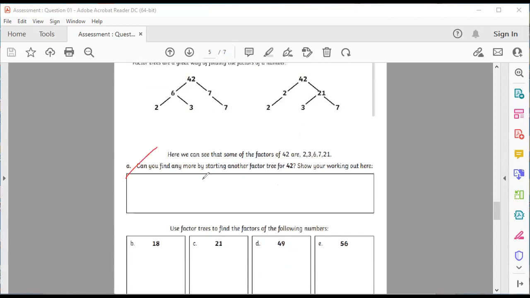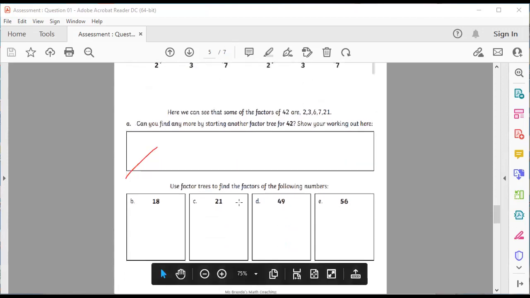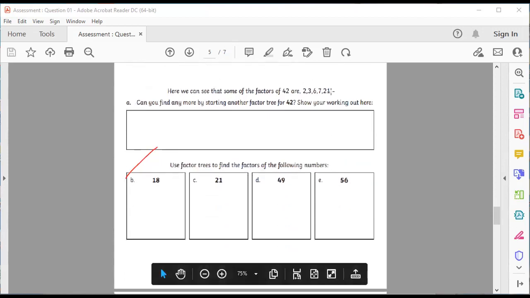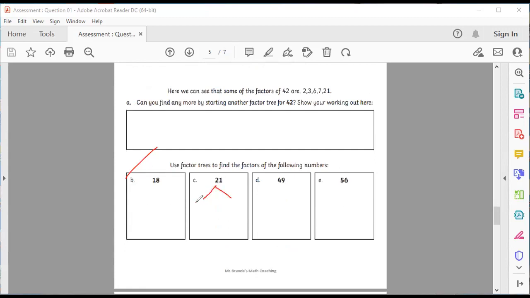Use factor trees to find the factors of the following numbers. So I do one example. You should be able to do it easily. 21 would be, come on, tell me, what would be the factors? 3 and 7. And this is already prime. I cannot break it up anymore. Can you see that? So that's it. The factor tree is very easy, very simple.